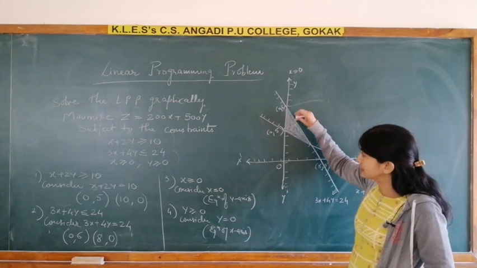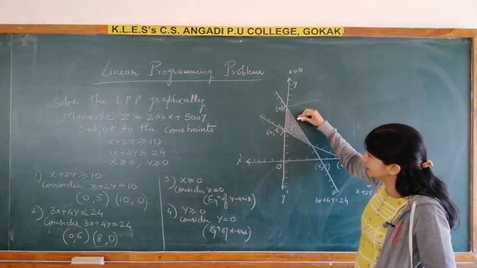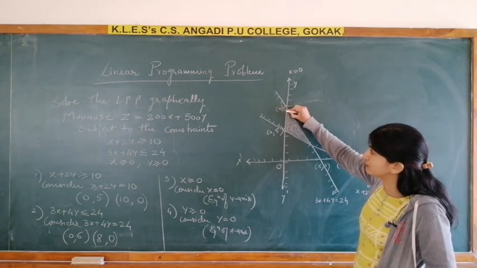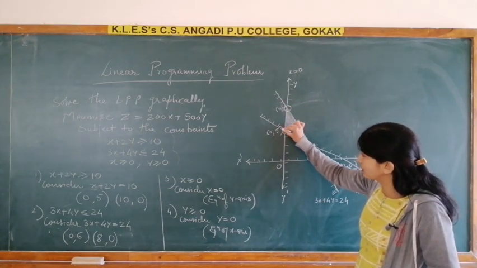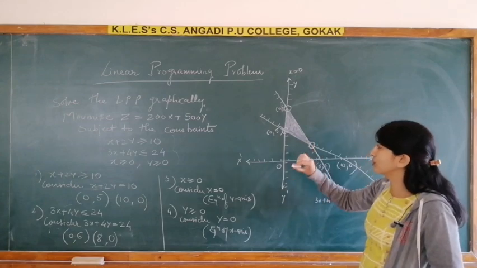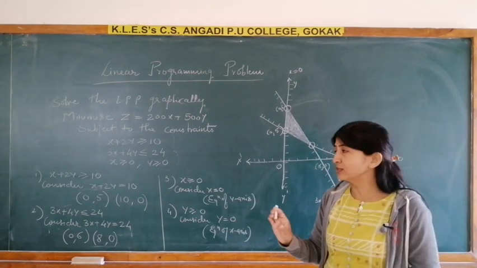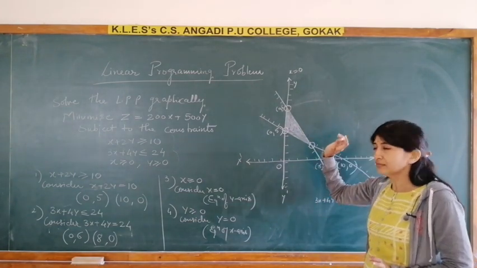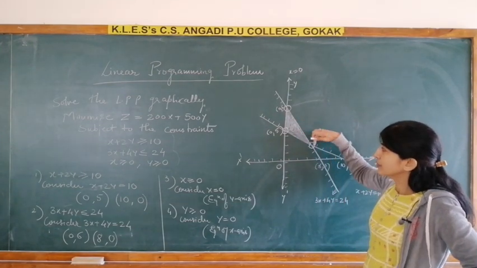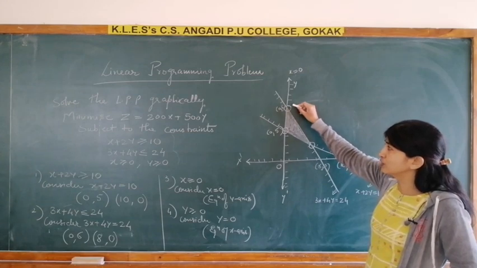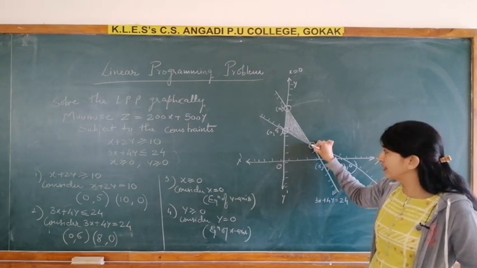Okay. So now this shaded region is called what? Feasible region. Now in this feasible region, what are the corner points? This is the first corner point, then this is the second corner point, then this is the third corner point. So after getting the feasible region, find out the corner points. So these three are the corner points. Sometimes you will get 4 corner points, sometimes 3 corner points. So how many corner points? 0, 6, 0, 5. Now this corner point, we don't know its coordinates.